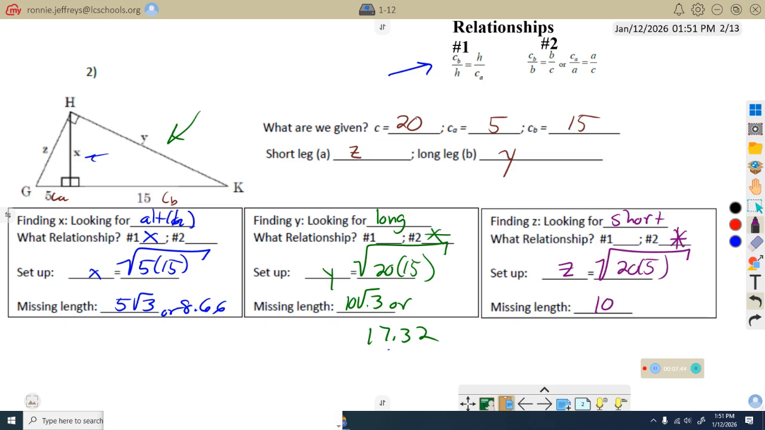Now, that's how you would do number 2. All right. So, does everybody go with number 2, for those that are actually doing math?